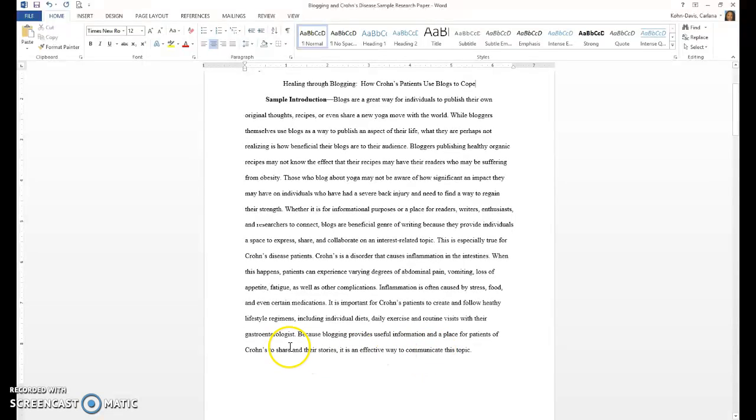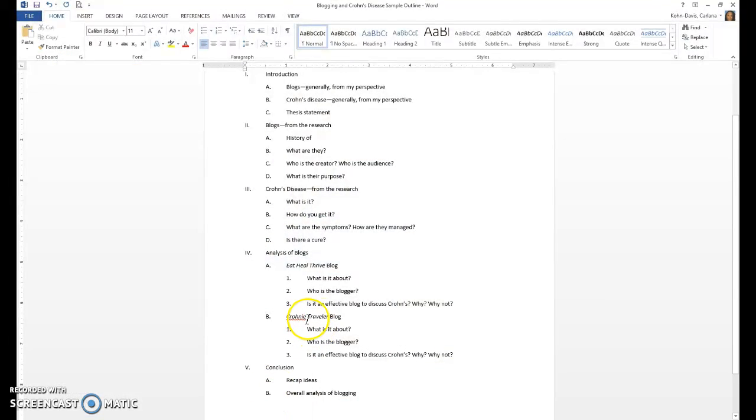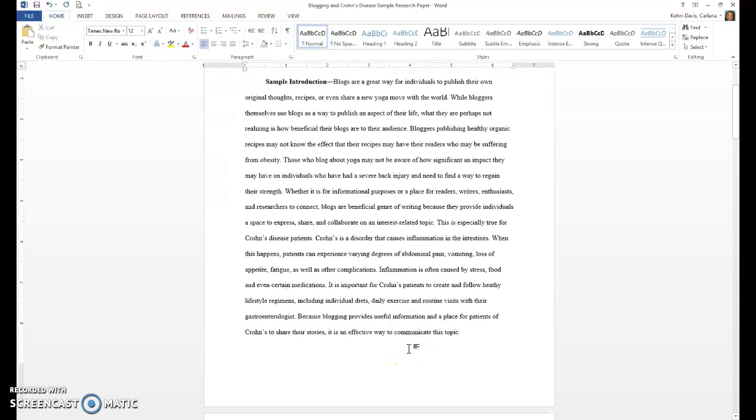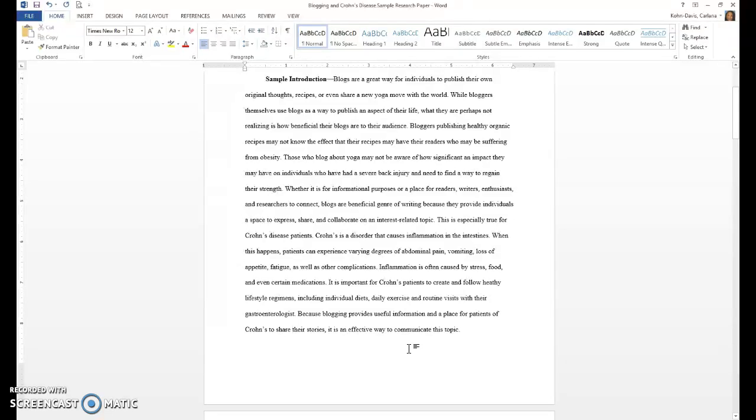Then I transition to my thesis statement. Because blogging provides useful information and a place for patients of Crohn's to share their stories, it is an effective way to communicate this topic. So this is what I am going to be proving based on my two primary sources. So based on these two blogs, Crony Traveler and Eat, Heal, Thrive, I am going to determine whether or not blogging is an effective way to communicate my topic, Crohn's disease. Okay, so that's my sample introduction, and this sample research paper will be uploaded to Blackboard.